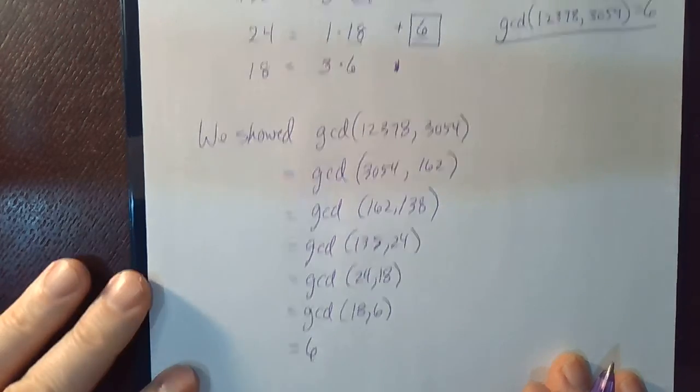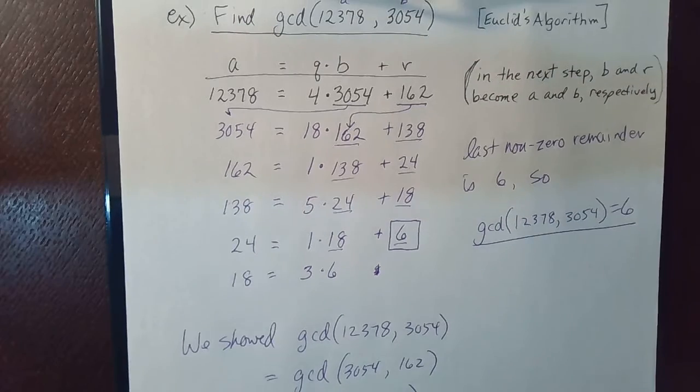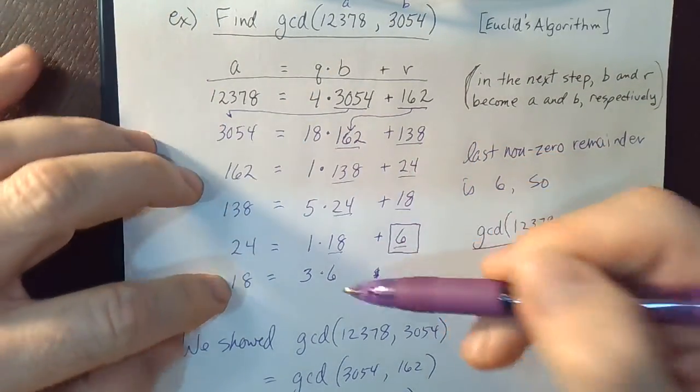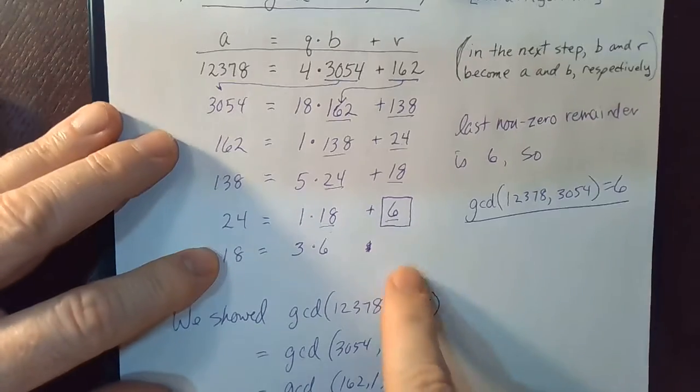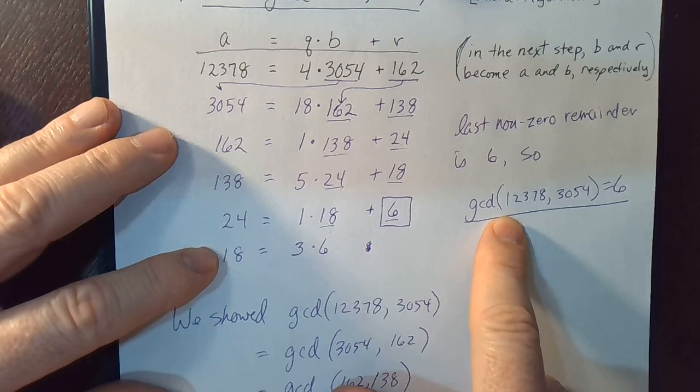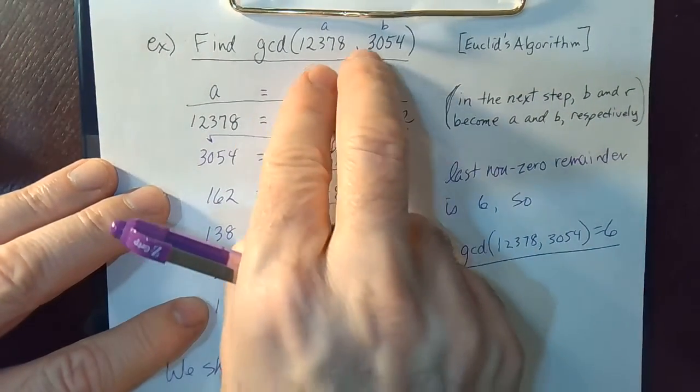So we broke this problem down step by step, getting smaller numbers each time till finally we got down to this last non-zero remainder, which was the greatest common divisor of the original two numbers.